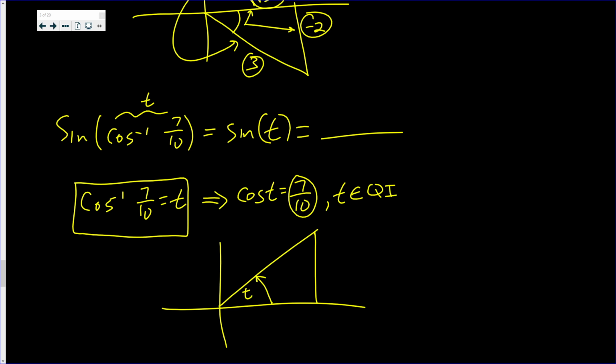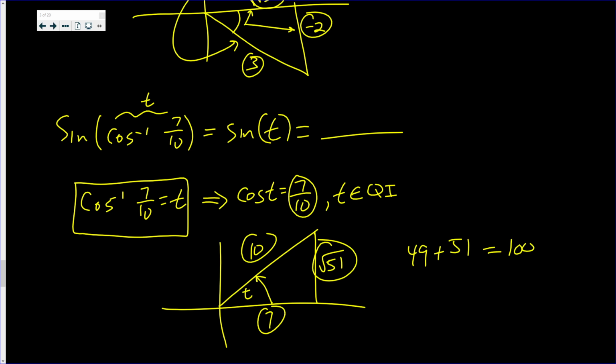That is t, and the cosine is 7 over 10. This must be the square root of 51, because 7 squared is 49, and I want to end up with 10 squared or 100, so what I square better be 51. That's why I put the square root of 51. 49 plus 51 does equal 10 squared. So the sine of the angle is square root of 51 divided by the hypotenuse, the square root of 51 over 10.